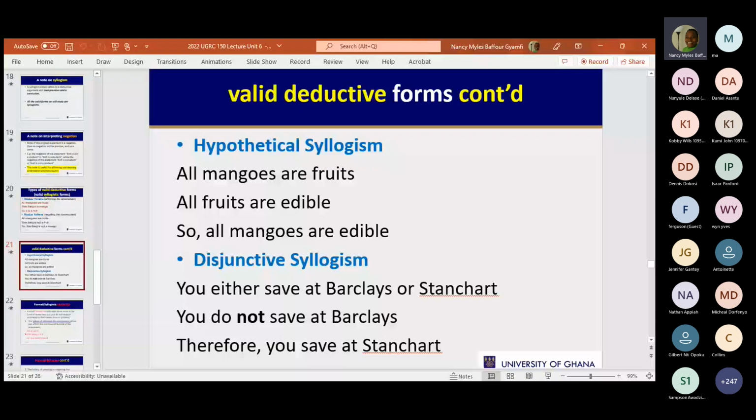Please, can anybody see my screen that says valid deductive forms continued? Yes, madam. Yes. My dear friend, you see the thing I told you. So you shouldn't have said it is not showing on the screen. That's wrong language. You see, I cannot see it.